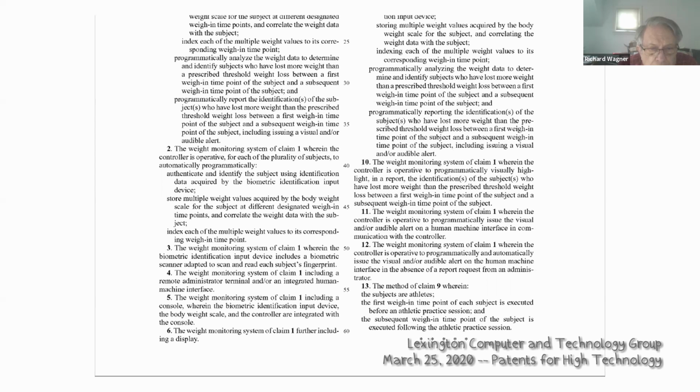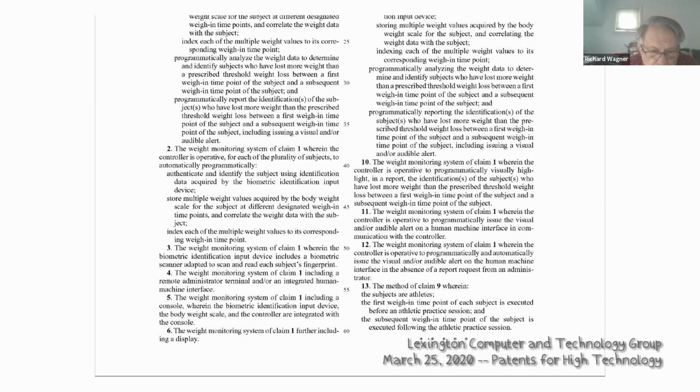On the right-hand side, you'll see Claim 10, which obviously came after Claim 9. Now, Claim 9 was to a method. Claim 10 now is the weight monitoring system of Claim 1. So now Claim 10 is going to depend upon independent Claim 1. In other words, it's to the structure. Okay? Claim 11 is to Claim 1. Claim 12 is to Claim 1.